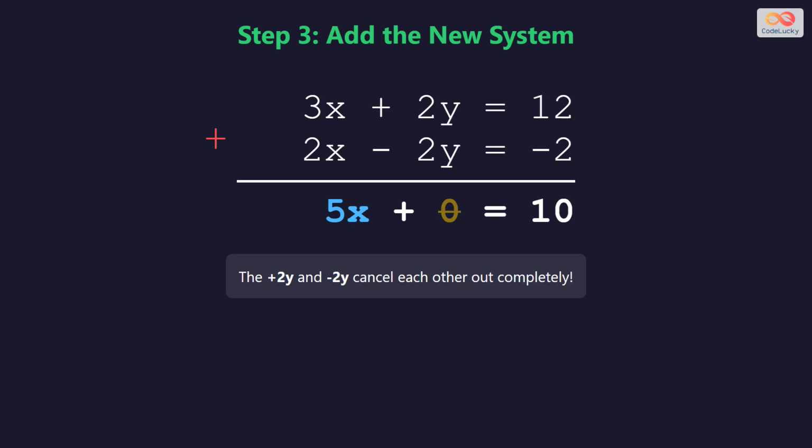Step 3. We write down our first equation, which we didn't change, and underneath it, we write our new multiplied equation. Now we add them straight down. 3x plus 2x equals 5x. Positive 2y and -2y cancel out to 0, and 12 minus 2 is 10.